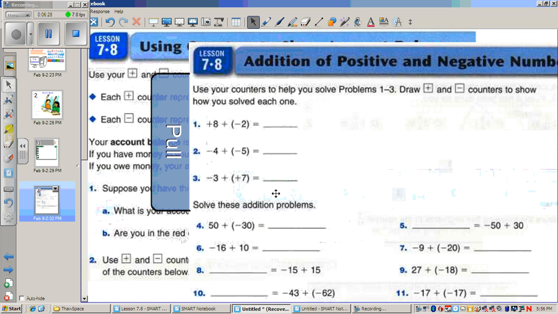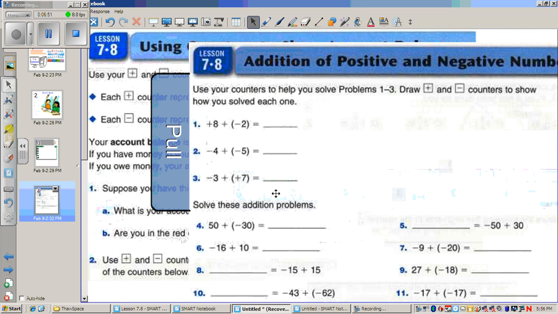Remember, the more you have of one, so if I have more positives, my number is going to end up positive. If I have more negatives, my number is going to end up negative. Now, if I'm combining negatives, I'm just going more in the hole, like in number 2. Negative 4 plus a negative 5. Well, what's 4 plus 5? 4 plus 5 is 9, but I need a negative 9 because they're both negative.